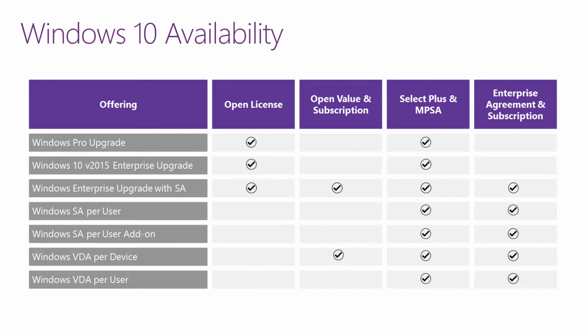Our final slide for Windows looks at the availability of the various Windows licenses that we've been talking about. Now, I don't want to dwell too much on this slide. It's a reference for you as much as anything, but I would like to point out a couple of bits. Note that none of the user licensing options are yet available through the Open or Open Value programs. And note that, as you would in fact expect, none of the without SA options are available through the Open Value or Enterprise Agreement programs.